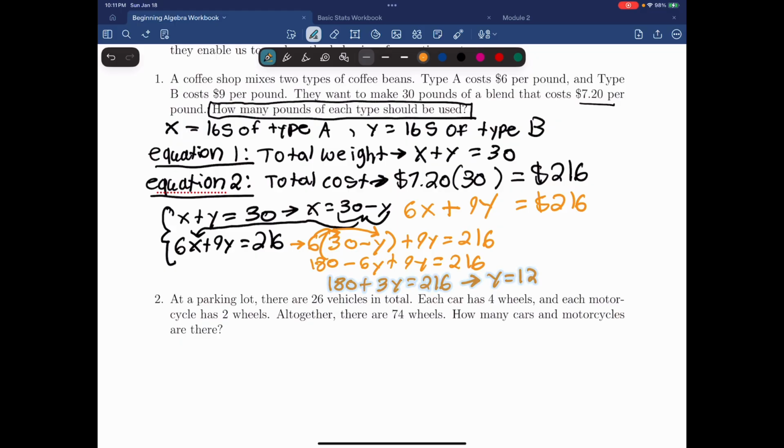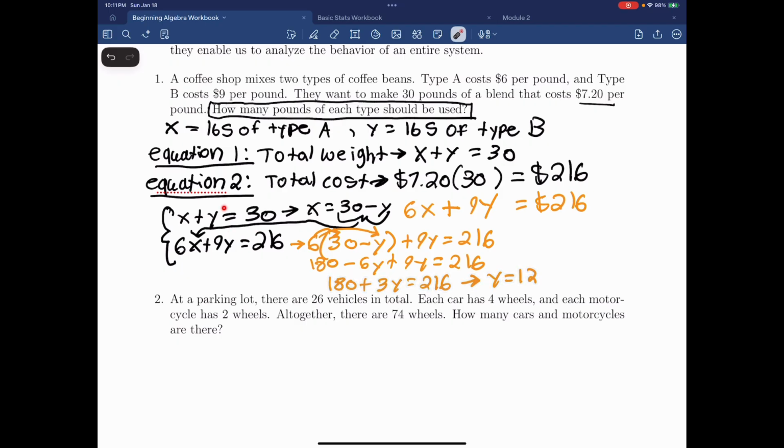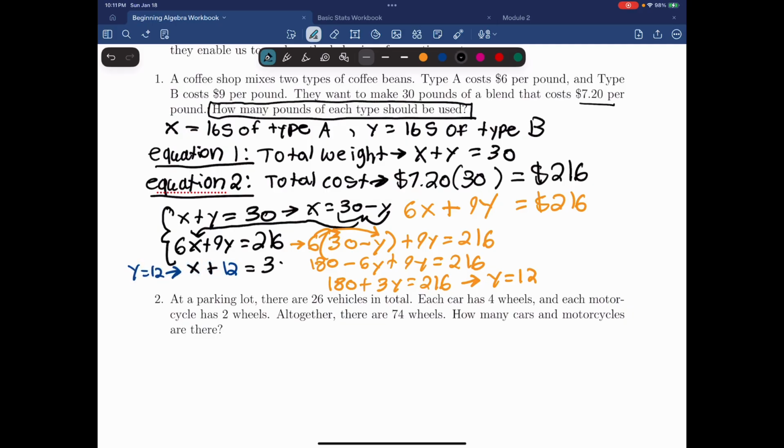And now that we know that Y equals 12, we can go ahead and plug in the value of Y into either the first or second equation. But I'm going to plug it into the first equation because all we have is X plus Y. So that'll be easier to evaluate. So plugging in Y equals 12, I'm going to put that over here in blue. So when Y equals 12, we get X plus 12 equals 30. And now we're going to subtract 12 on both sides to solve for X, and we get X equals 18.